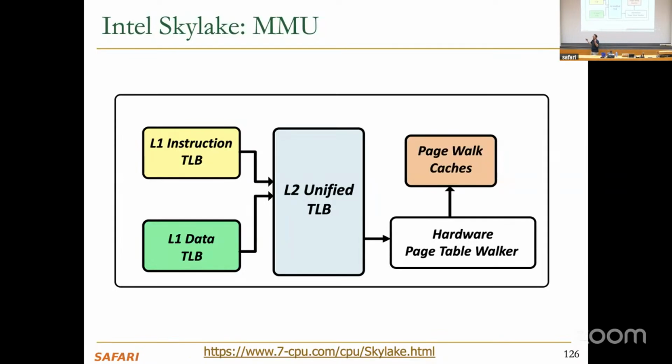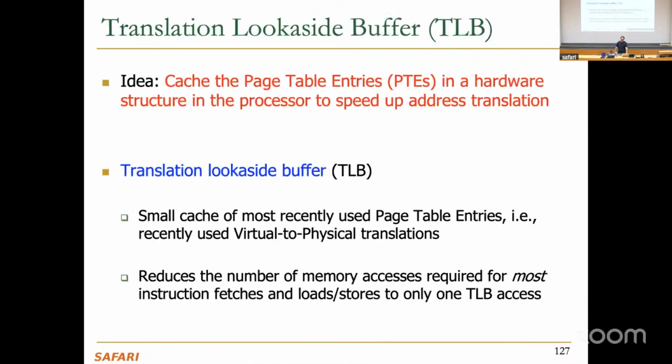If we do not find the virtual to physical translation inside any of the hardware structures which store the most recent ones, which is the TLBs, then we need to somehow go to the page table in memory to figure out where the data resides in the physical memory. So the idea is to cache the page table entries in a hardware structure in the processor to speed up translation. This is the translation look-aside buffer. It's a very small cache which stores the recently used page table entries, and it reduces the number of memory accesses required for most instruction fetches and load stores to only 1 TLB access. In most systems, based on my experience at least, 95% of the memory accesses you do, or even more, are filtered by the TLB. You do not need to go to the main memory to fetch the page table to find the location of your data in the physical memory.